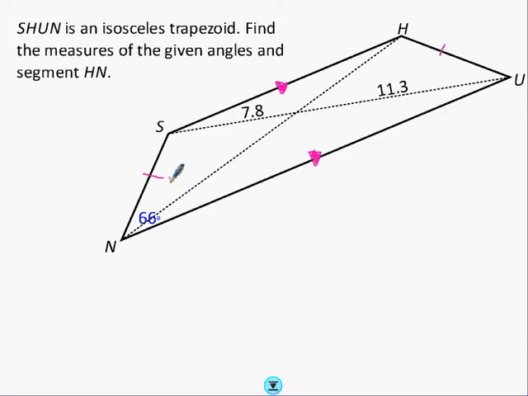They want to know the measures of the given angles and segment HN. Well, let's start with the angles. If angle N is 66 degrees, the other base angle, its pair, that makes up the pair, is 66. That would be angle U.